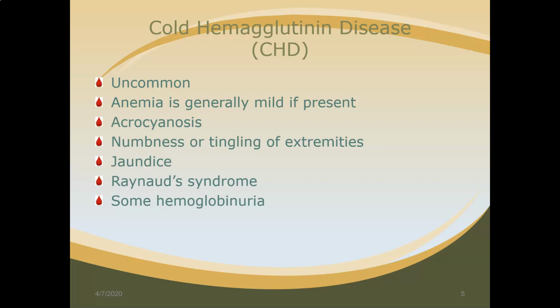You will see some hemoglobinuria if the amount of free hemoglobin in the circulation exceeds the renal threshold. You're going to see it spill over, so you will see some hemoglobinuria if the disease is bad enough.